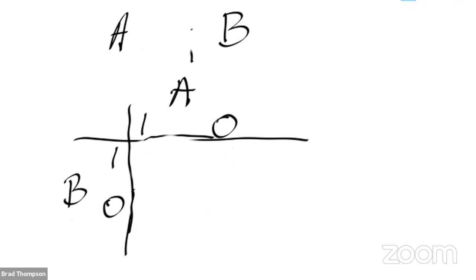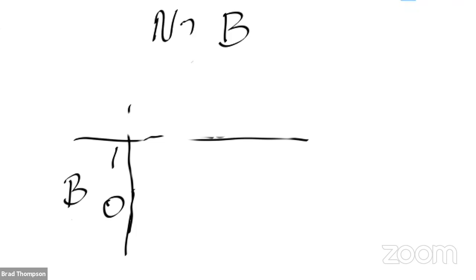And then the last one, just a one-dimensional thing. NOT just means we get the opposite of whatever we fed into it. So let's try a couple of examples here.